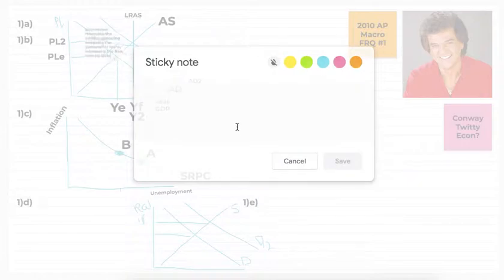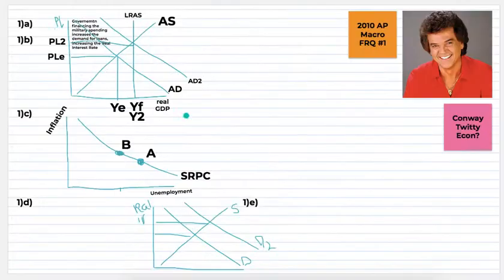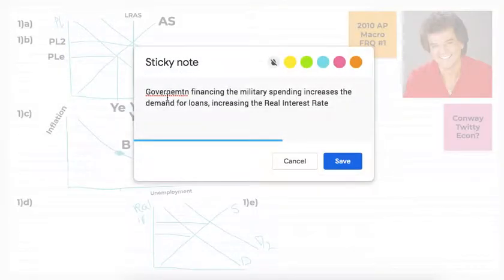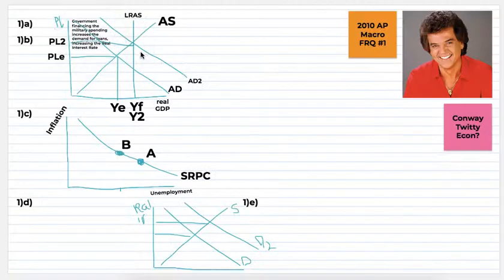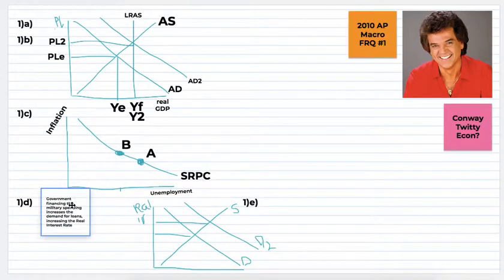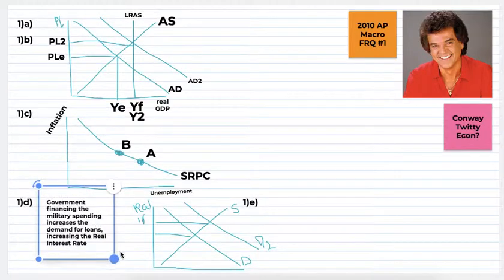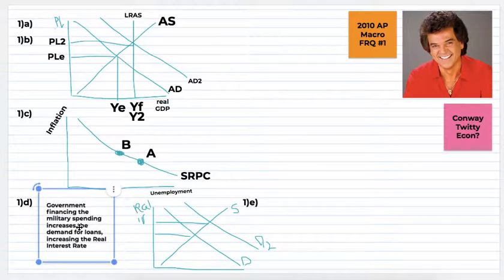Let's see what that looks like on here. And I spelled something wrong. What did I spell wrong? Yep. That was ugly. Government financing. There we go. So there's your point for there. Again, you didn't have to draw the graph, but it just helped to make sense. So government financing the military spending increases the demand for loans, increasing the real interest rate.